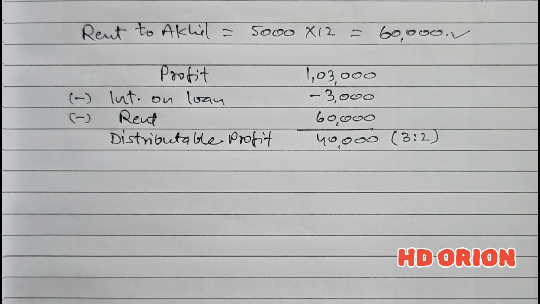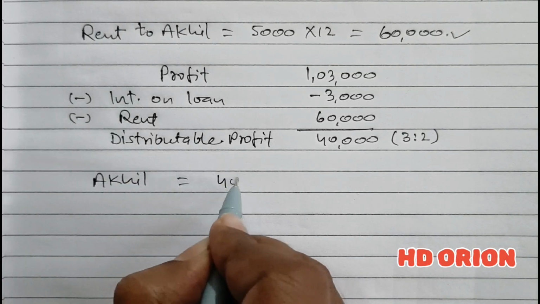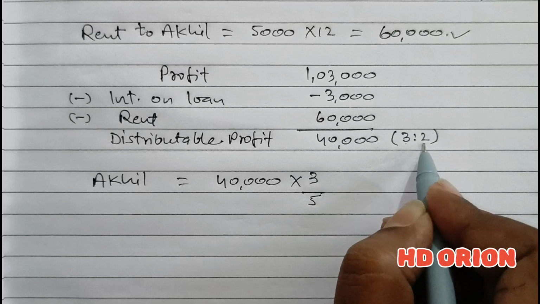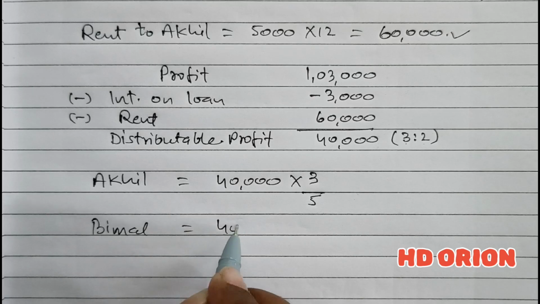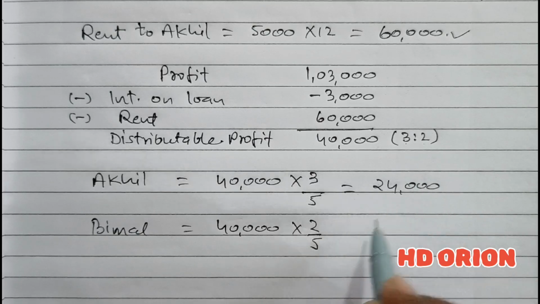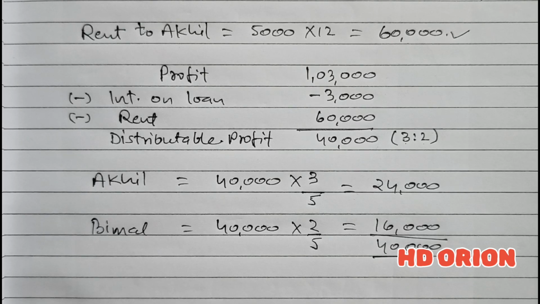So how much will partner Akhil get? Akhil will get, out of rupees 40,000, 3 divided by 5. 3 plus 2 is 5. And Bimal will receive out of 40,000, 2/5. And the amount is rupees 24,000 for partner Akhil and rupees 16,000 for partner Bimal. This together is nothing but 40,000 only. So this is how the profit distribution will take place.